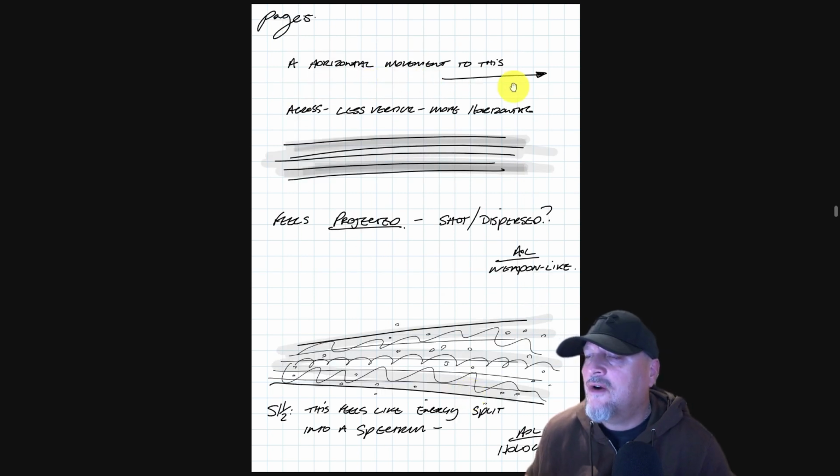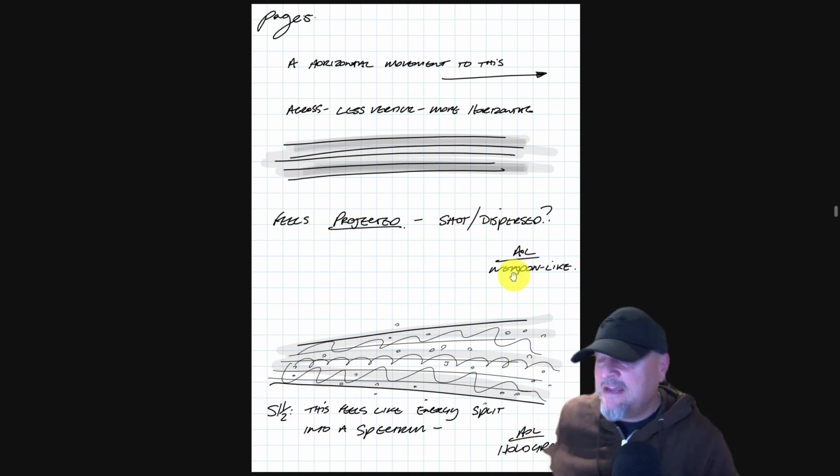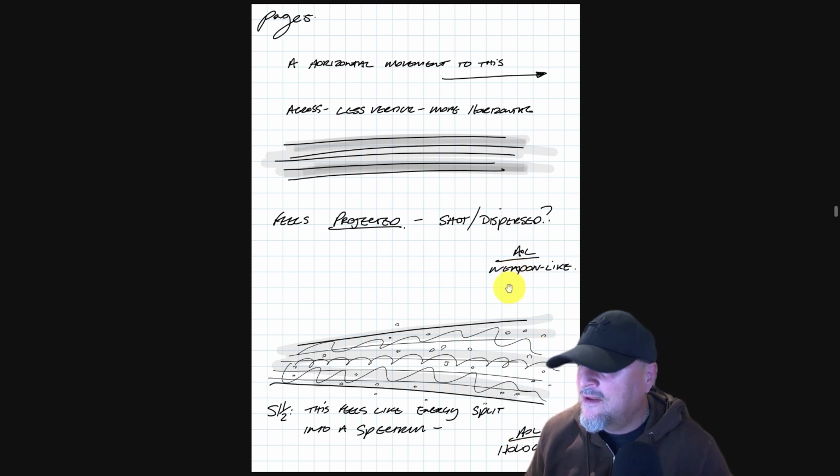So this had a horizontal movement, and here's me trying to describe it. It feels projected or shot or dispersed, almost weapon-like, almost like a beam of light, like a laser or a maser weapon. And here I'm trying to draw it with the layers to it, with the ions or whatever is in there, and the waves as well. So it felt like energy that was split into spectrums, a bit like a hologram.